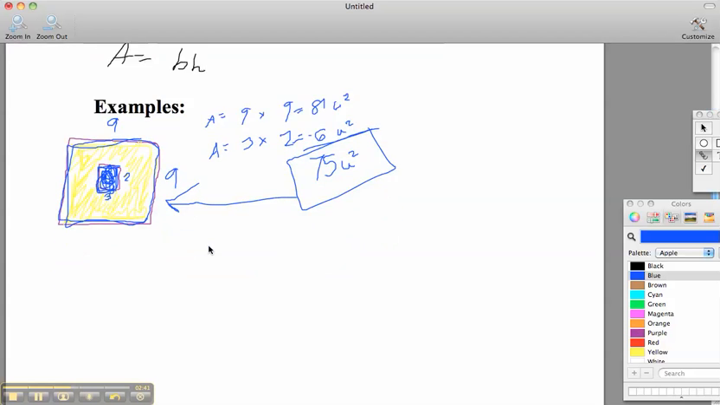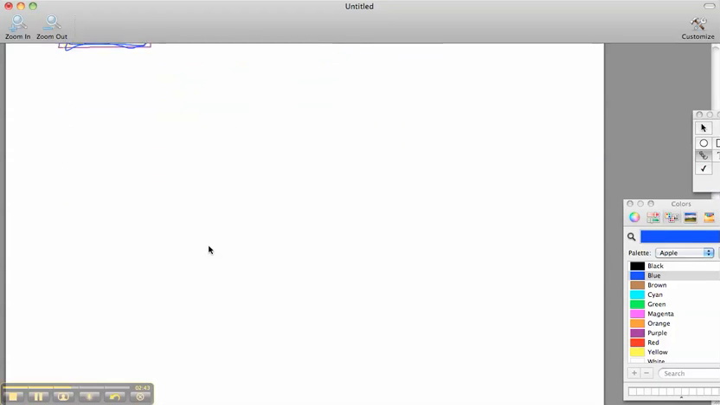Okay, now we're going to move on to a parallelogram. Okay, now parallelograms are the same formula. Area equals base times height. Okay, same formula.